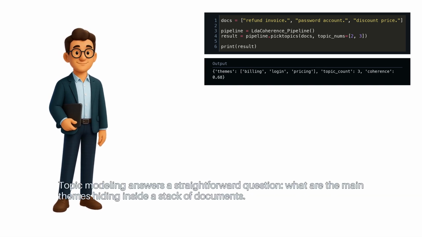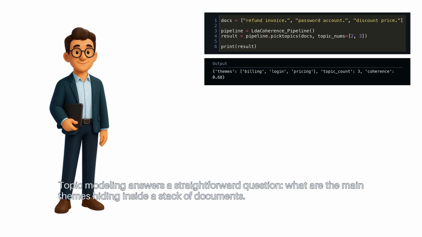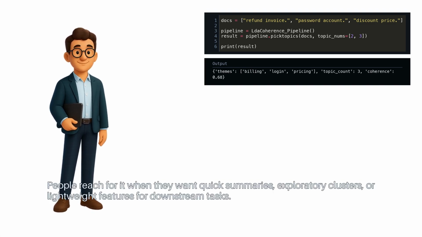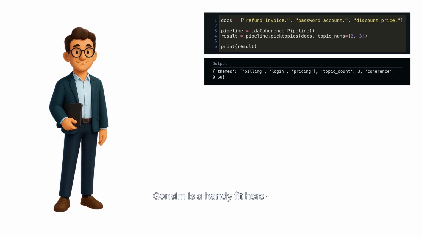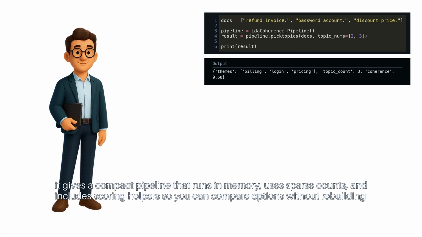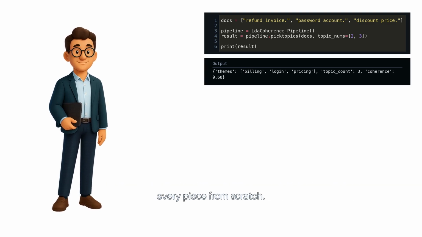Topic modeling answers a straightforward question. What are the main themes hiding inside a stack of documents? People reach for it when they want quick summaries, exploratory clusters, or light-weight features for downstream tasks. Gensim is a handy fit here. It gives a compact pipeline that runs in memory, uses sparse counts, and includes scoring helpers so you can compare options without rebuilding every piece from scratch.